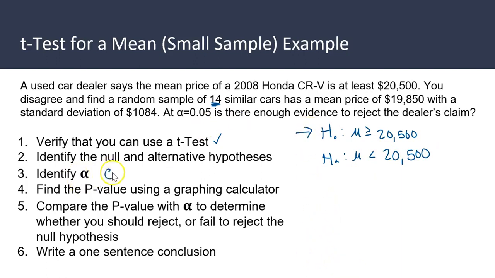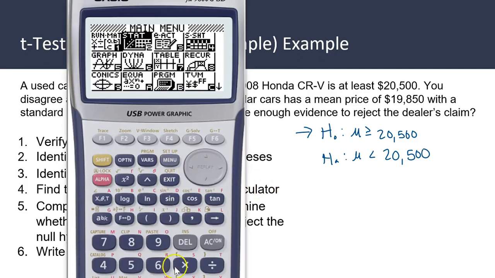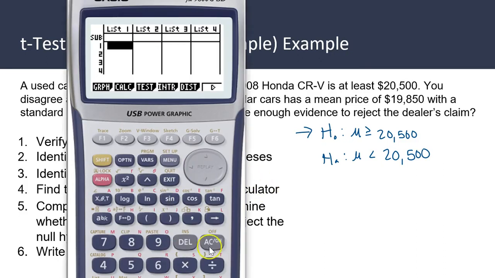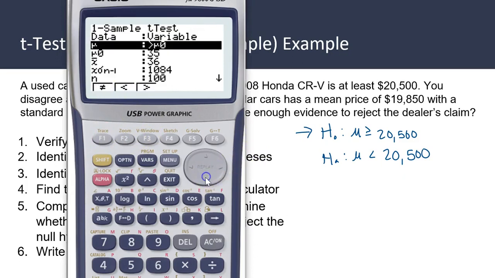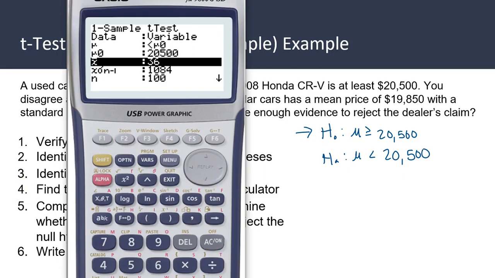Identify alpha, 0.05 from the problem. Find the p-value using the graphing calculator. So again, we're going menu, stat, F3 for test. This time we're doing a t-test, and we are doing a one sample t-test. Our alternative hypothesis is that it is less than. Our mean is 20,500. That's the number we're looking at.